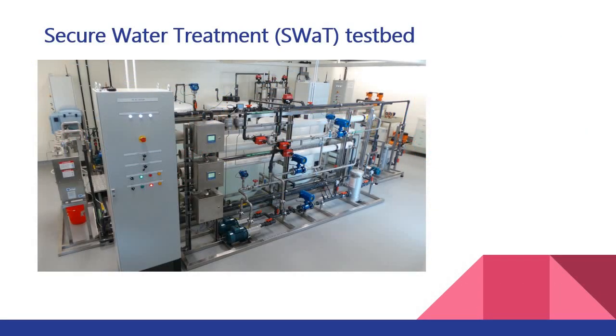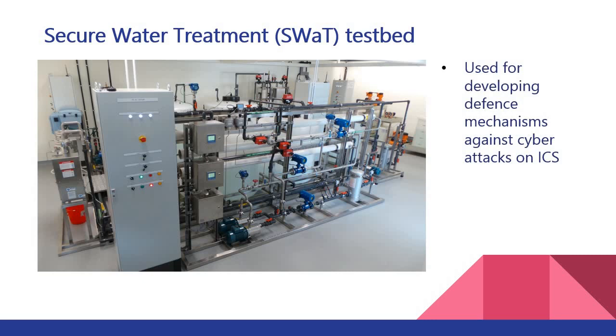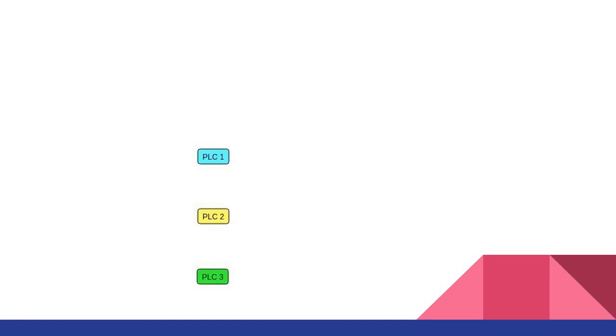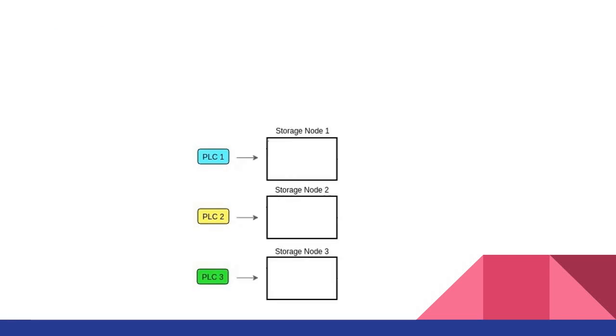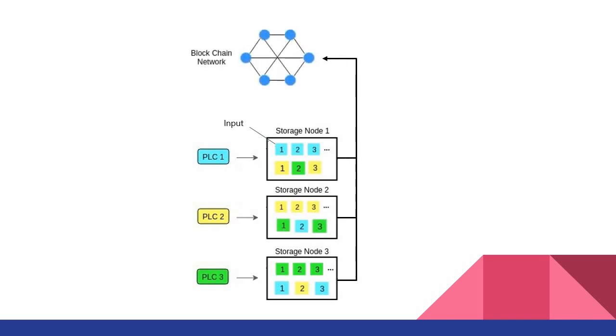ICS BlockOps is currently deployed in a realistic water testbed at SUTD. The testbed is used by researchers to develop defense mechanisms against cyber attacks on ICS. Data from each of the 6 PLC is stored in 6 corresponding storage nodes. The input from a PLC is also replicated in other storage nodes in the network. To ensure that the replication is trusted, this step is done in the blockchain.